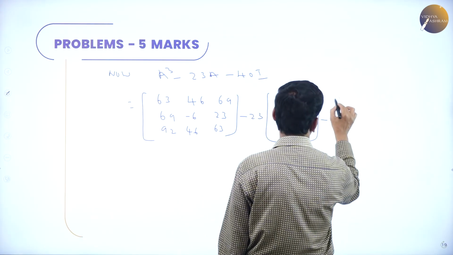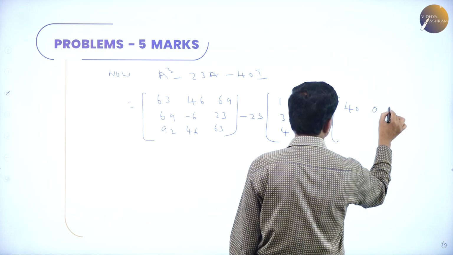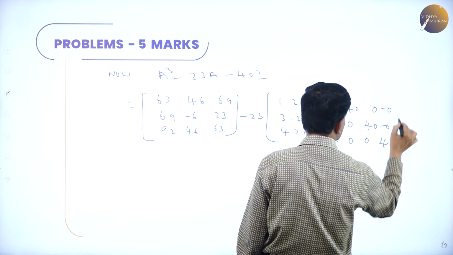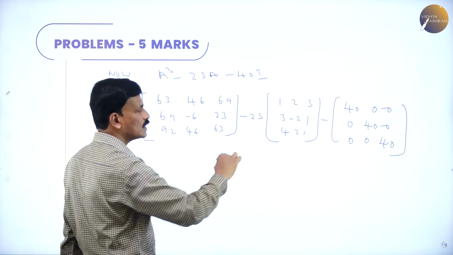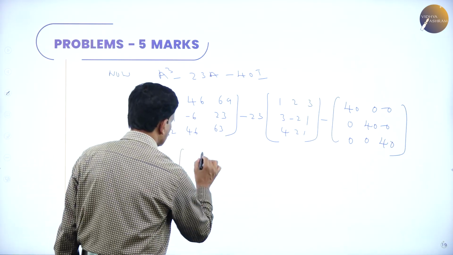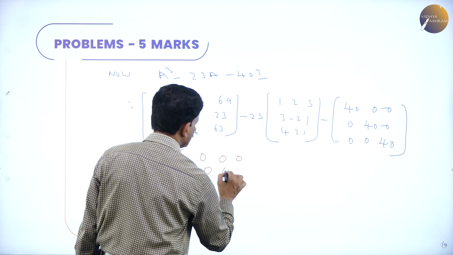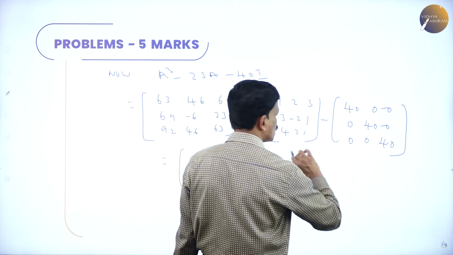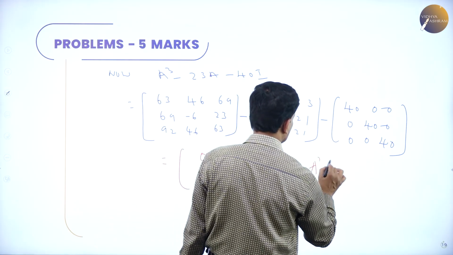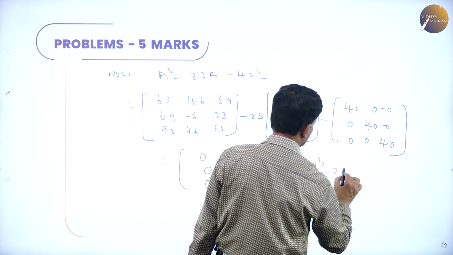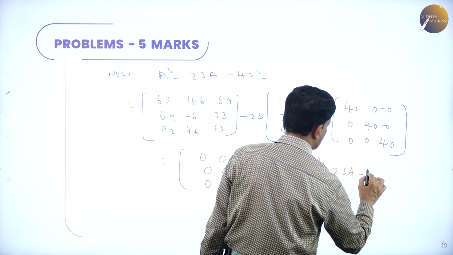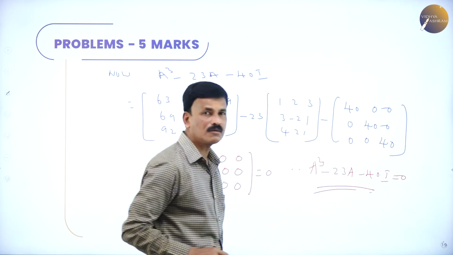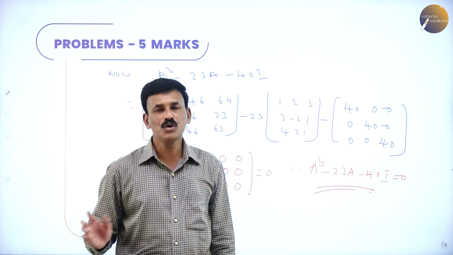Minus 40I means 40, 0, 0, 0, 40, 0, 0, 0, 40. So, if you just multiply this and simplify, the answer we are going to get is 0, 0, 0, 0, 0, 0 and 0, 0, 0. This is equal to 0. So, you just simplify this. Therefore, A cube minus 23A minus 40I is equal to 0, a null matrix. That's it. Okay. Hope you followed this.